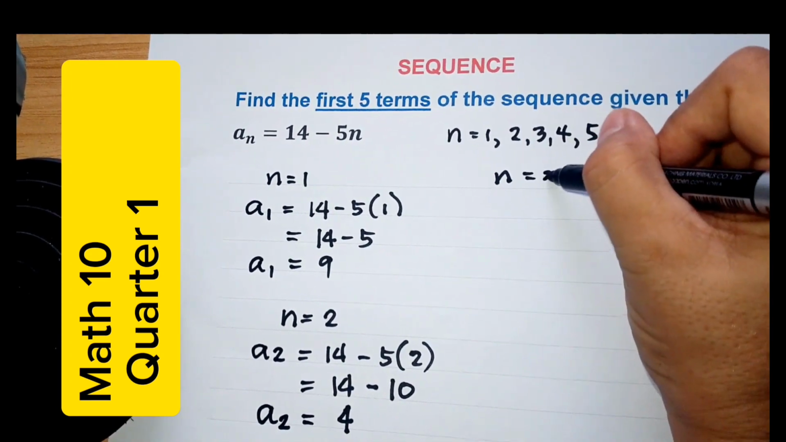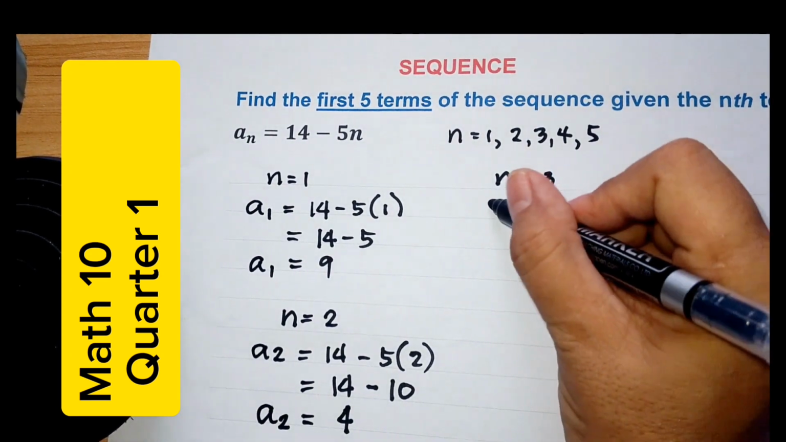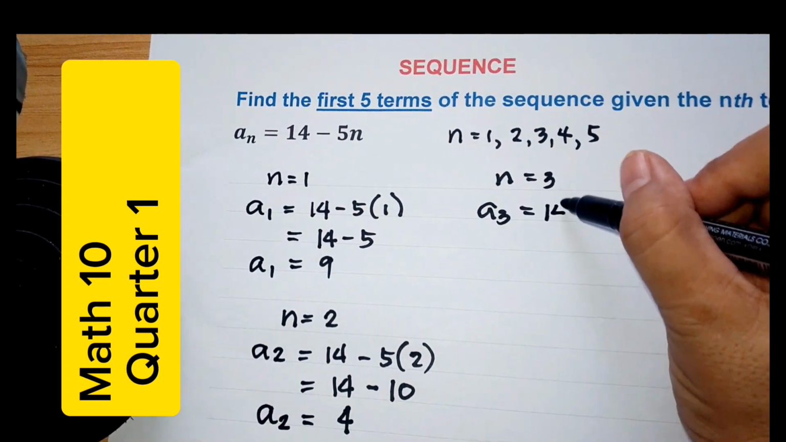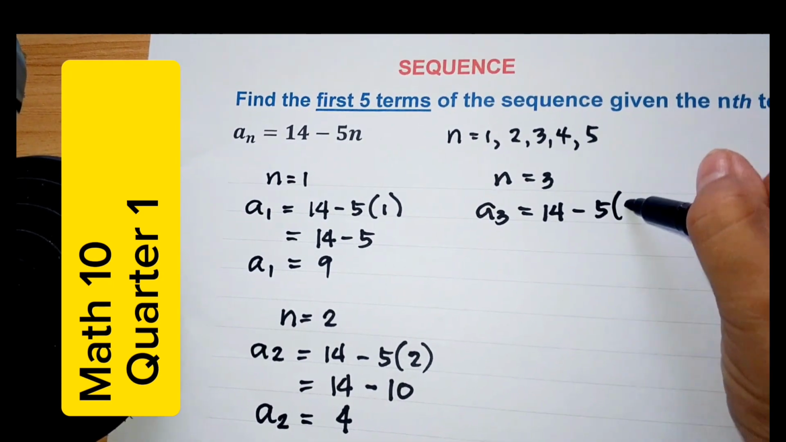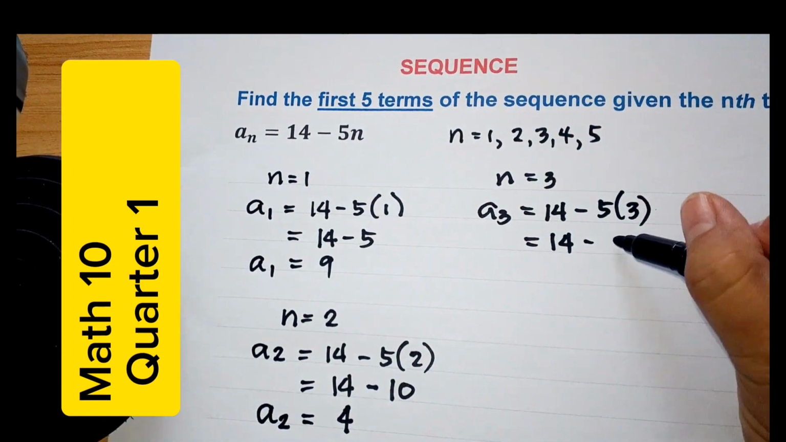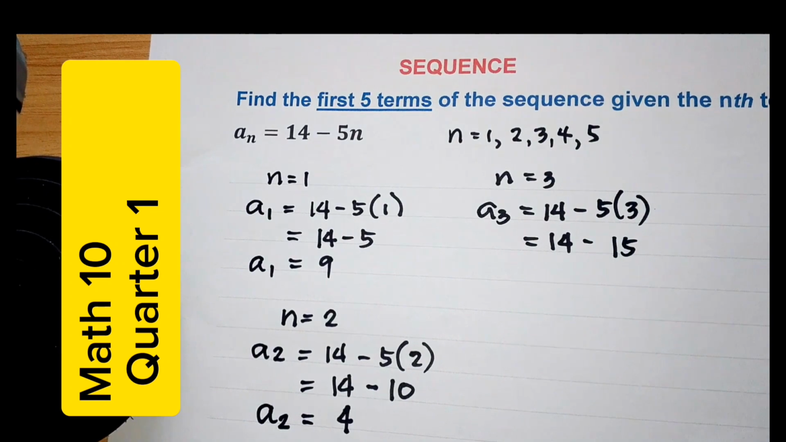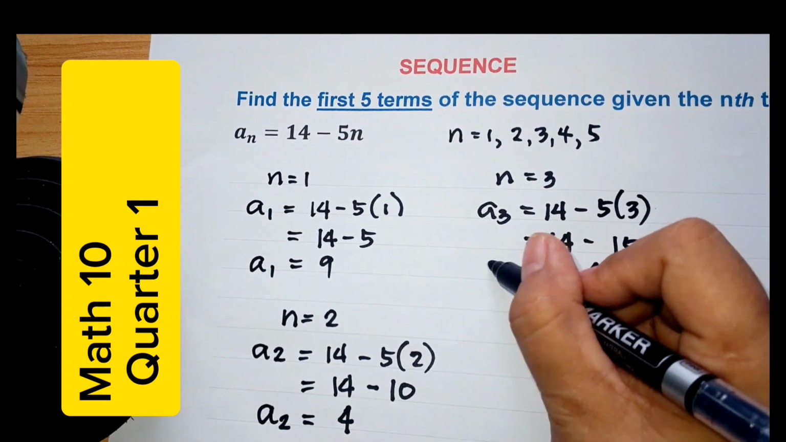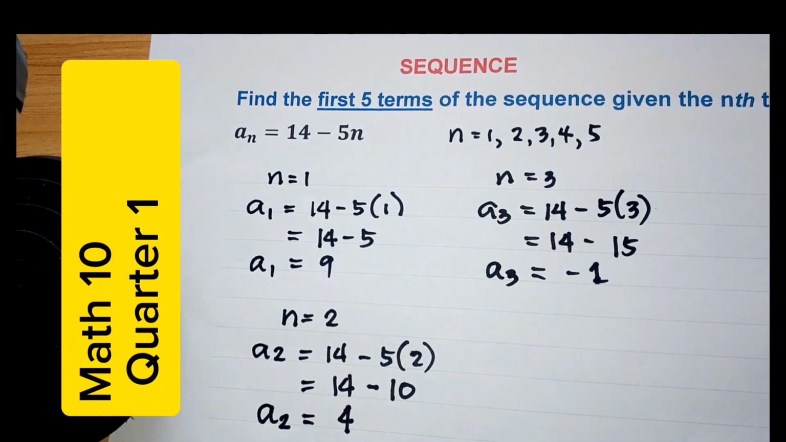When n is equal to 3, then a sub 3 equals 14 minus 5 times 3, or 14 minus 15. And 14 minus 15 equals negative 1. So that is a sub 3.